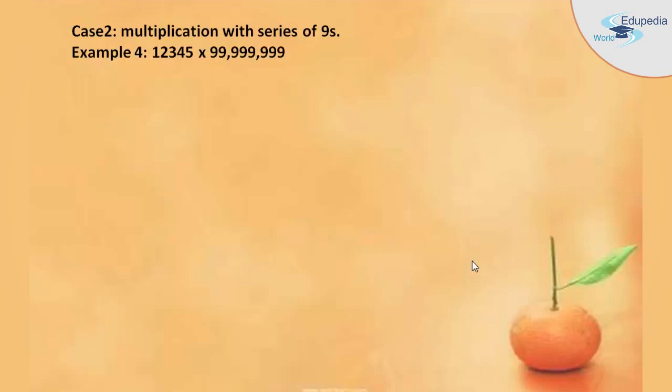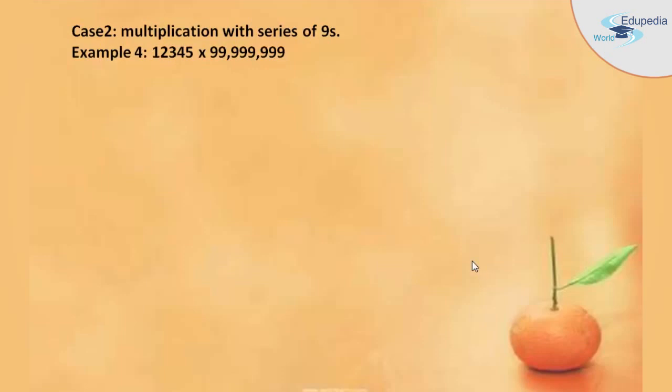12,345 into 99,999,999. Before using the shortcut to get the product, at first we have to count the number of digits in the multiplicand and the number of 9s in the series of 9s. Why? Because it gives you an idea which shortcut should be used, that is case number 1 or case number 2 shortcut.